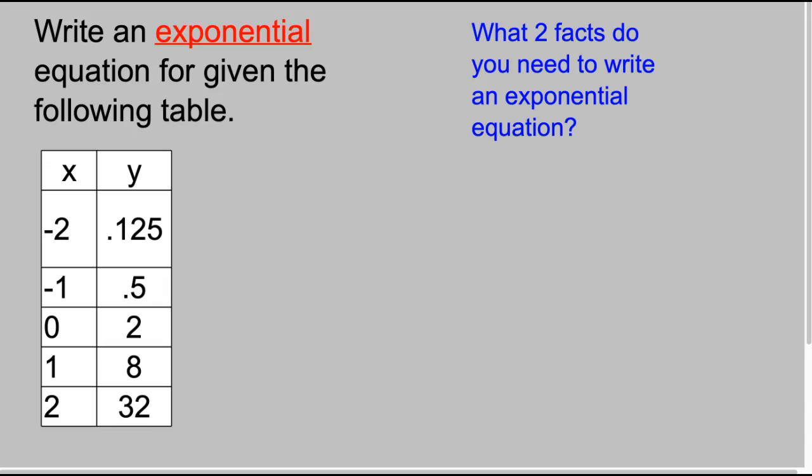So what are the two values we need to write an equation? The a and the b. And so then we're going to write an equation, y, or f of x, equals a times b to the x.